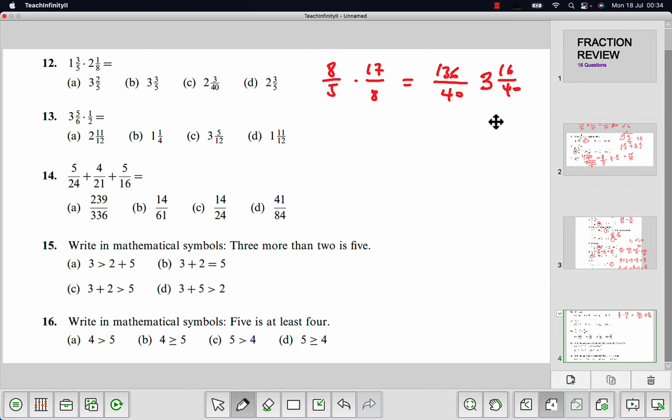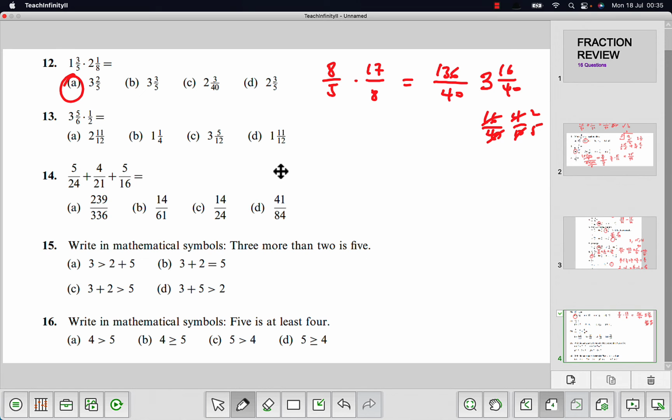But 16/40 can be further simplified, because 4 can go into 16 4 times, 4 can go into this 10, 2 goes here, 2 goes here, 5. So I guess 3 whole number 2/5.